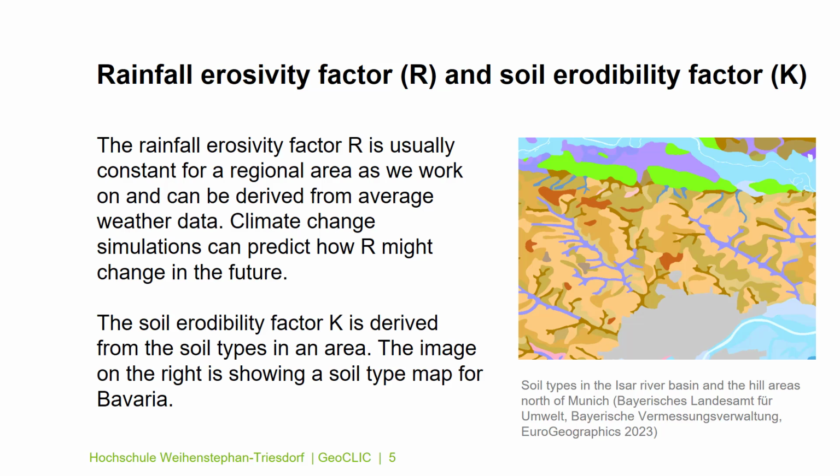Then second, the soil erodibility factor K is derived from the soil types in the area. Here on the right, you see a typical soil type map for Bavaria. You can get such maps for most parts of the European Union. But that's something you will have to research for your local area.